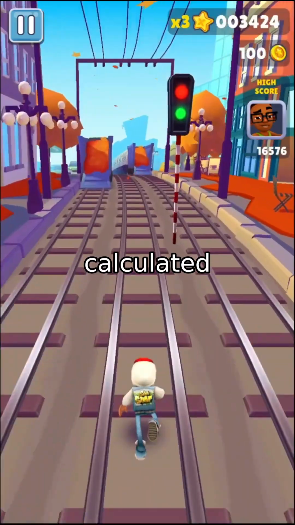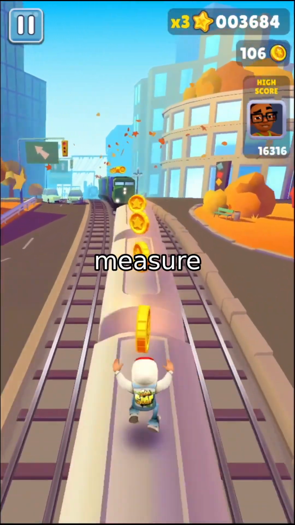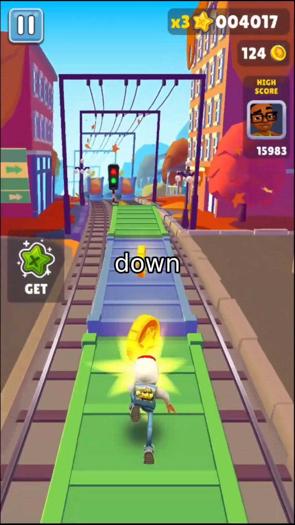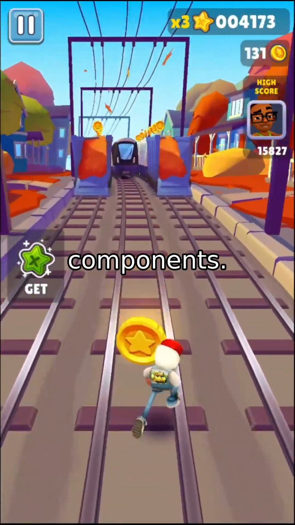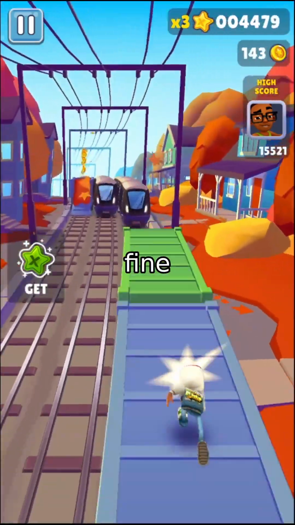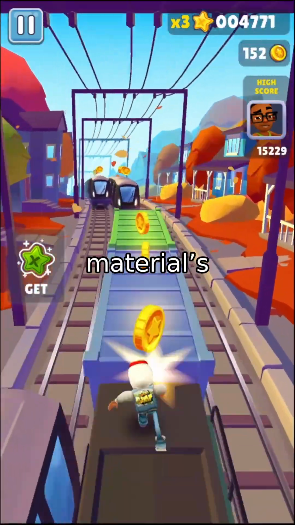For example, they calculated the mean brightness of the image, how much the brightness varied, and even the kurtosis, a measure of how sharp or flat the brightness distribution is. But the real game changer was breaking down the images into frequency components. Imagine tuning a radio. Low frequencies capture broad patterns, while high frequencies reveal fine textures. By analyzing these, they uncovered hidden clues about the material's structure.